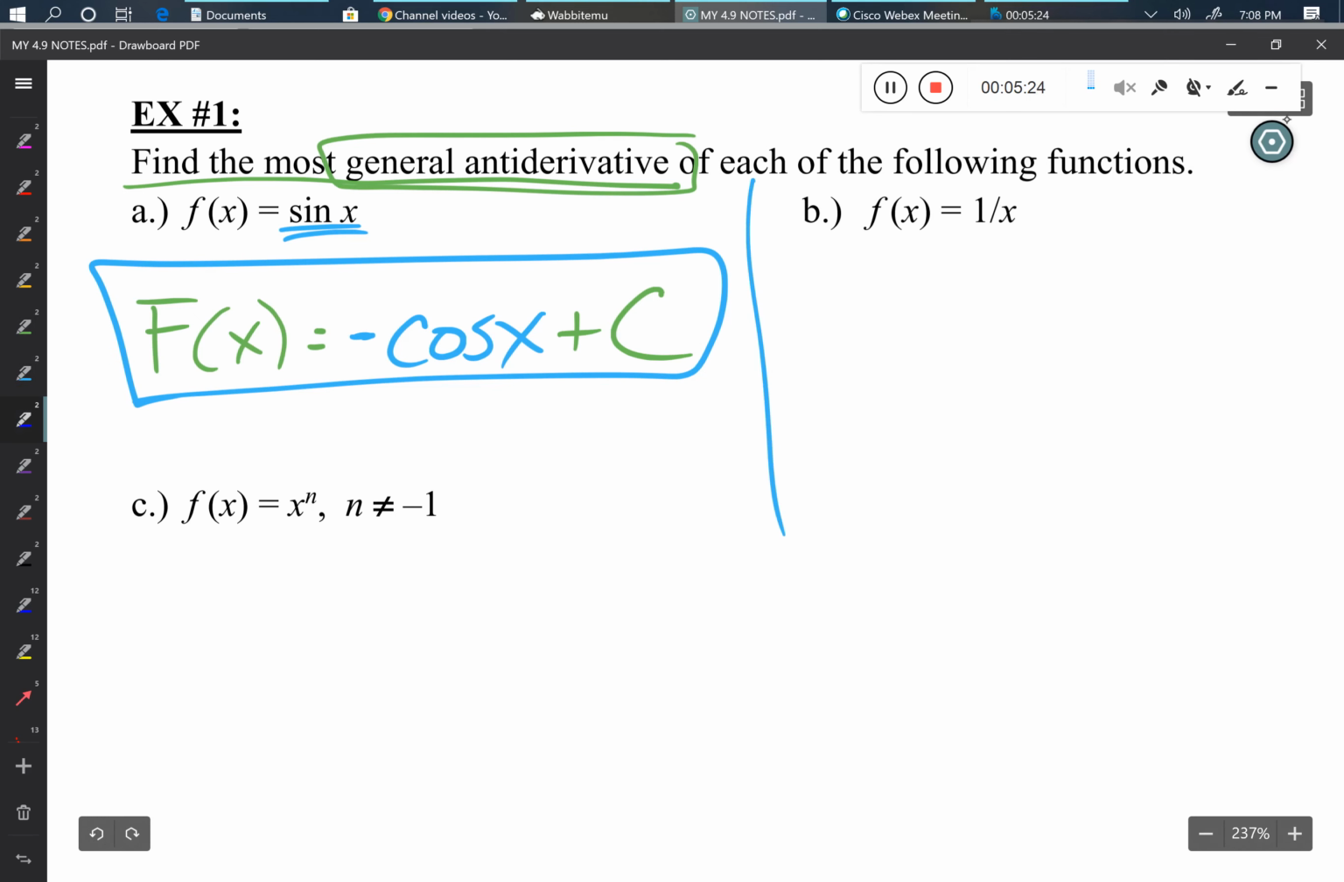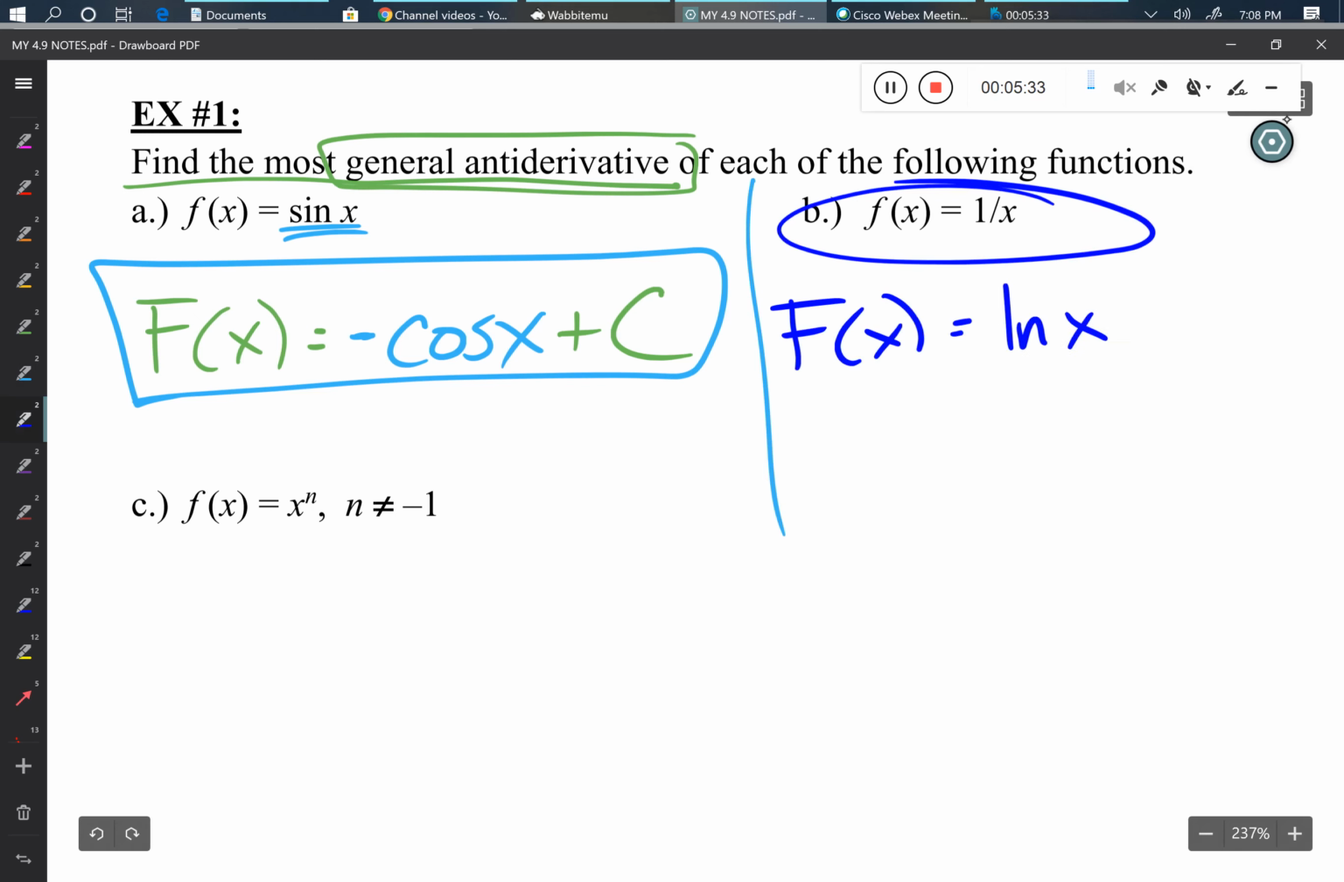How about part B over here? What function, when you take its derivative, gives you 1 over x? Well, that would be the natural log of x, and that would be a pretty good answer, but putting a plus c on it makes it the most general antiderivative, makes it the correct answer.